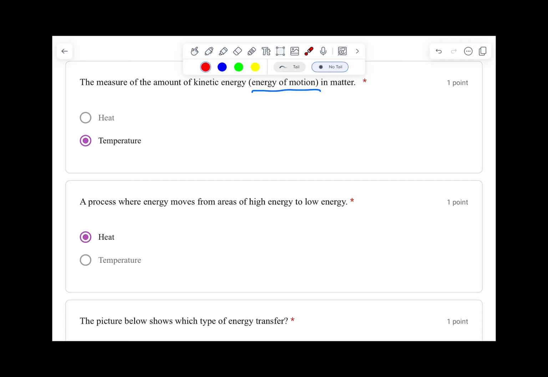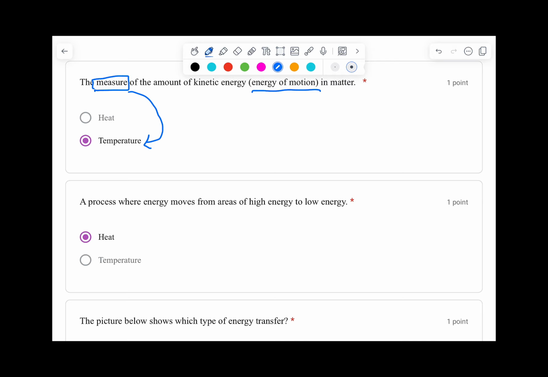So this one is asking for the measure of the amount of kinetic energy. Now, one of the things you have to remember, if you see the word measure, that is an indication that you are dealing with temperature. Because think about it, you guys. If you're taking the temperature of something, you're putting a thermometer in it, you're taking its temperature. That's how we measure it.